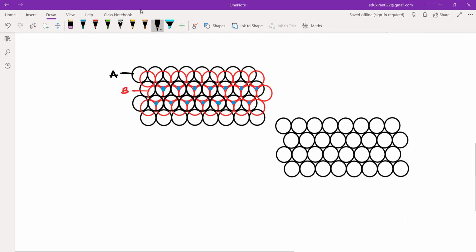Then the third layer is again this dark one. We have two atoms of A here, right? This is again A. And again, if I cover the void made by the A layer, I will get the B layer. So we are having AB type of packing. Okay, fine. We have already seen this.